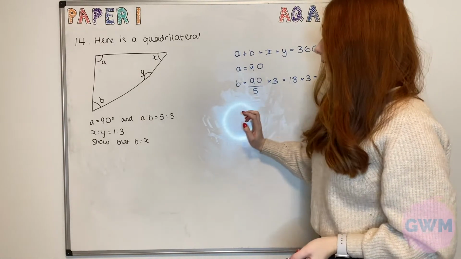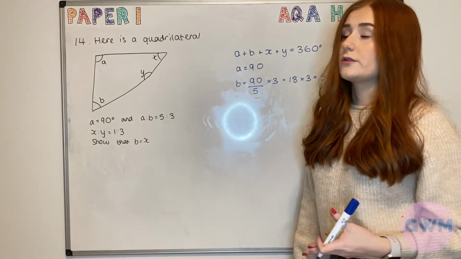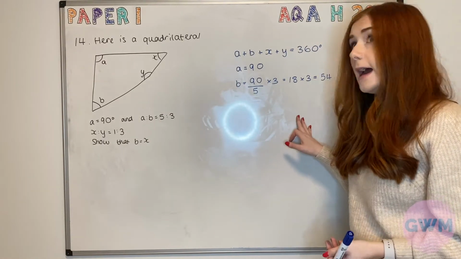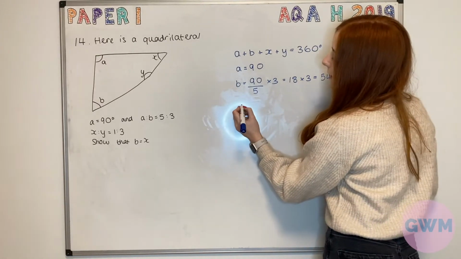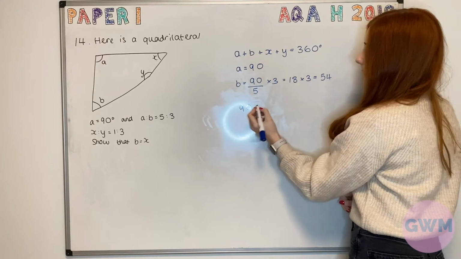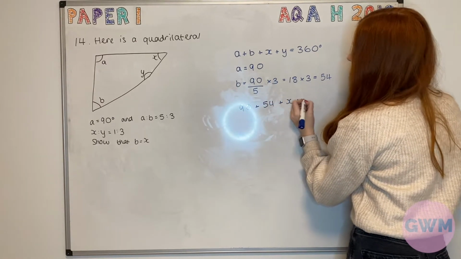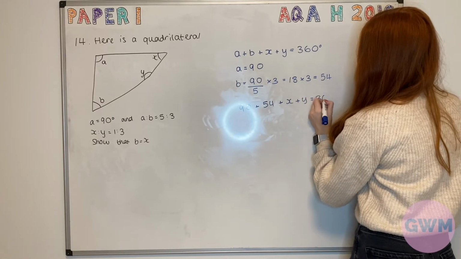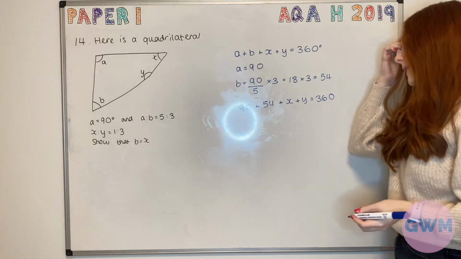Now, if we look at the next ratio we have, it's X and Y and it's a ratio of 1 to 3. So we don't have any information on X and Y yet. So let's go back to this rule that we started with. We know A now is 90. We know B now is 54. We don't know X yet, we don't know Y yet, but we know it equals 360. So if we move these across, we can work out what X and Y is.